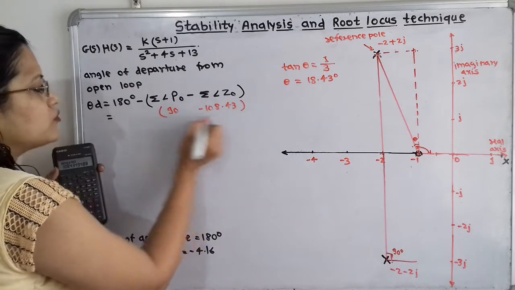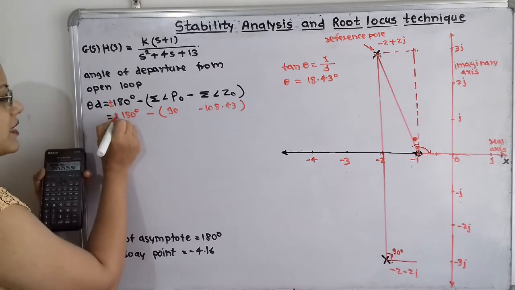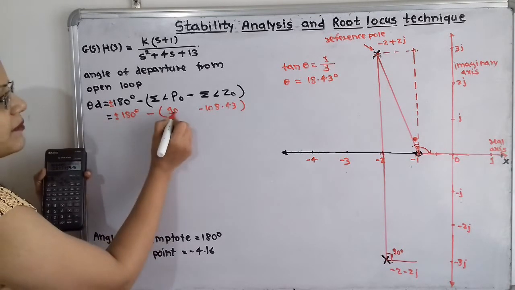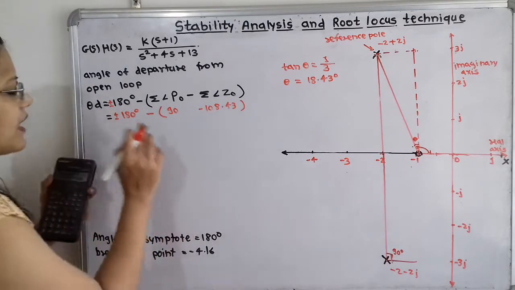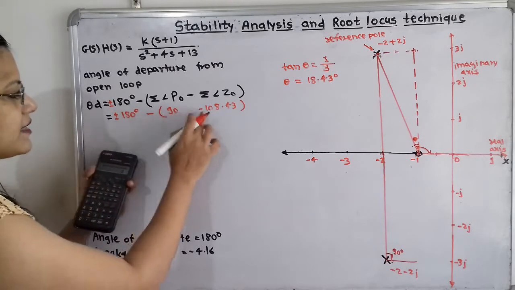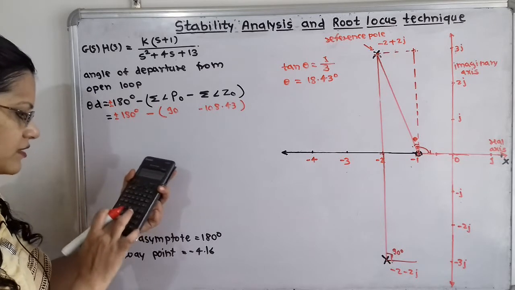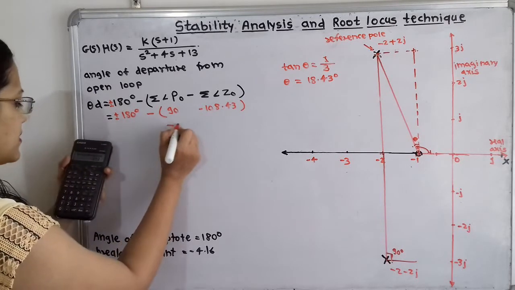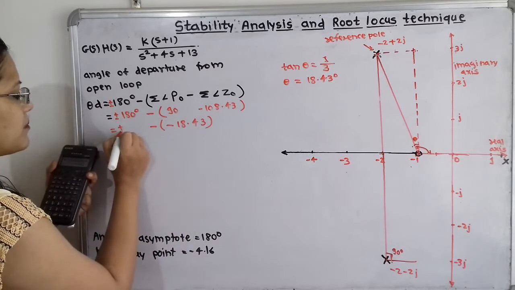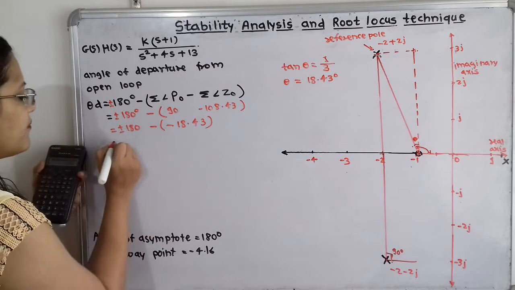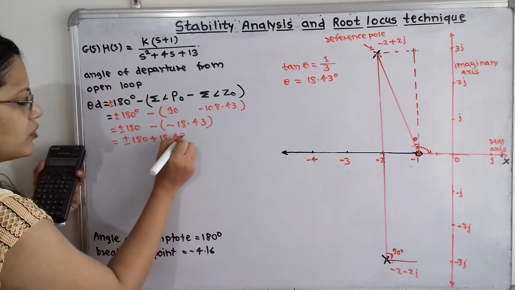So we put these values in the formula. We take plus minus 180 degrees, minus 90, minus 108.43. If we calculate this, 90 minus 108.43 is minus 18.43, and since there is also a minus sign, we get plus minus 180 plus 18.43.